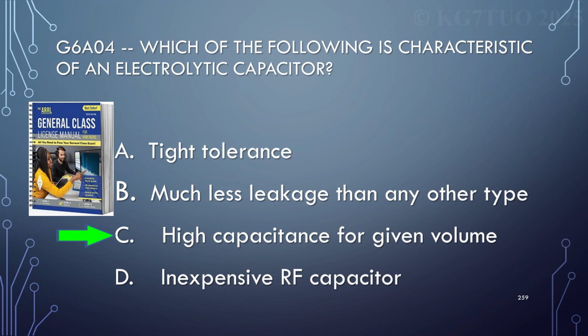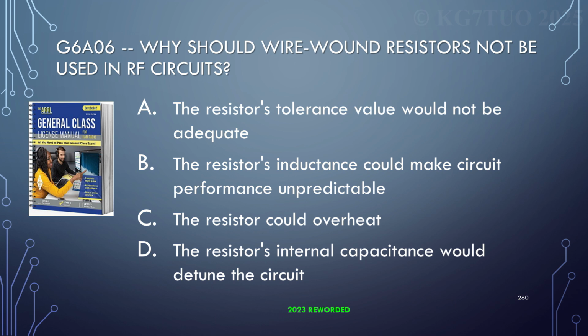Take a battery. Yeah, kind of. Why should wire-wound resistors not be used in RF circuits? Wire-wound resistors in RF circuits should not be used because they are? Unpredictable. Charlie. Try again. Bravo. It's Bravo. Wire-wound is putting off a magnetic field, and we don't want that in our radio.